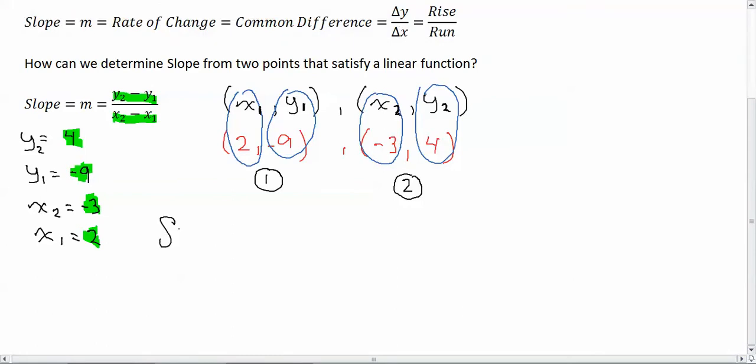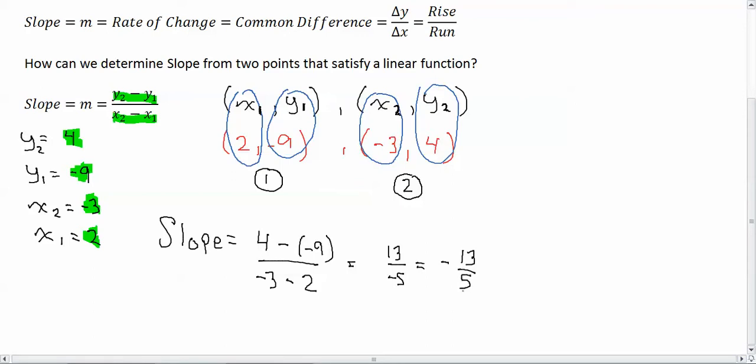So what we're going to get is slope is equal to, well, my value of y2 is 4, value of y1 is negative 9, so I'm going to subtract negative 9. And I divide this by my x2 value of negative 3, and I subtract my x1 value of positive 2. Now simplifying, I get 13 over negative 5, and I can express this just as negative 13 over 5.